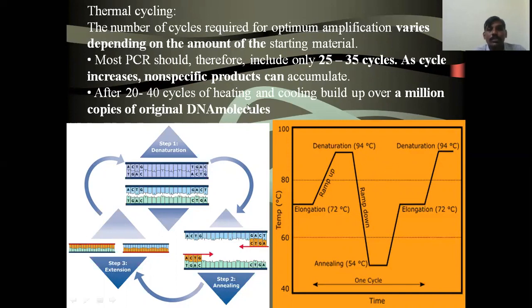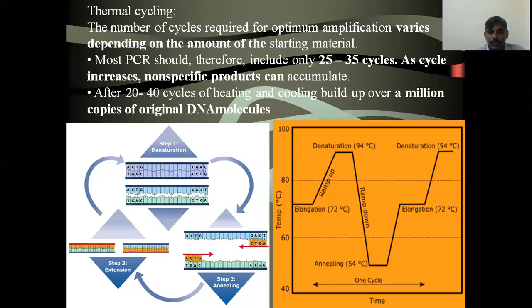After 20 to 40 cycles of heating and cooling, over 1 million copies of the original DNA molecules build up. So thermal cycling means the PCR steps are continuously operated for 25 to 35 cycles. In each cycle, by the cooling and heating process, by decreasing and increasing the temperature, we are getting the final products.